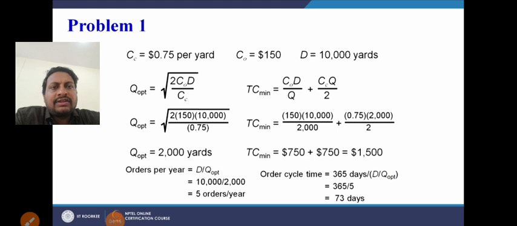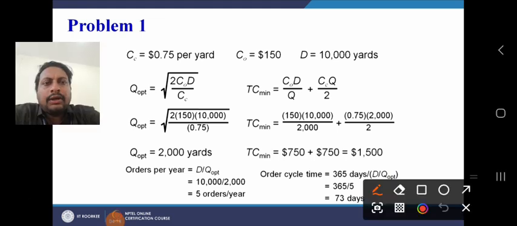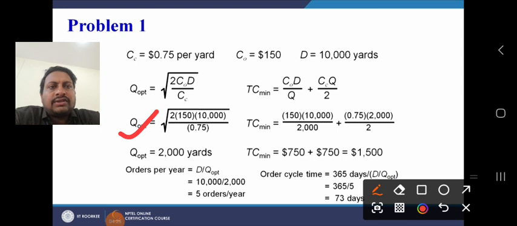We'll substitute the values to find the economic order quantity. Q optimum equals the square root of 2 times the ordering cost of 150 times the annual demand of 10,000, divided by the carrying cost of 0.75. Finally we get the economic order quantity, which is about 2,000 yards. So every time we place an order, the quantity will be 2,000.